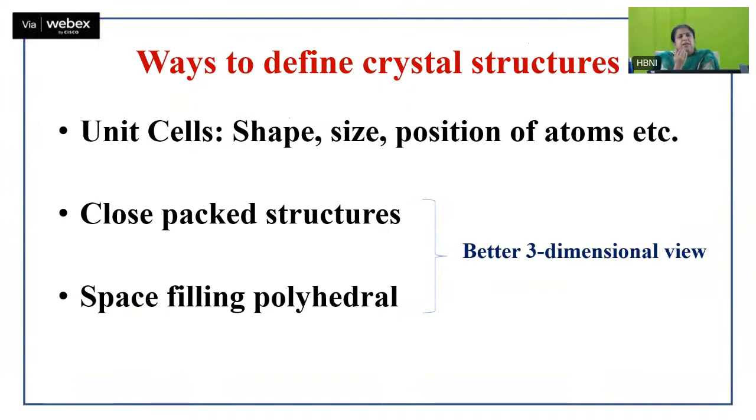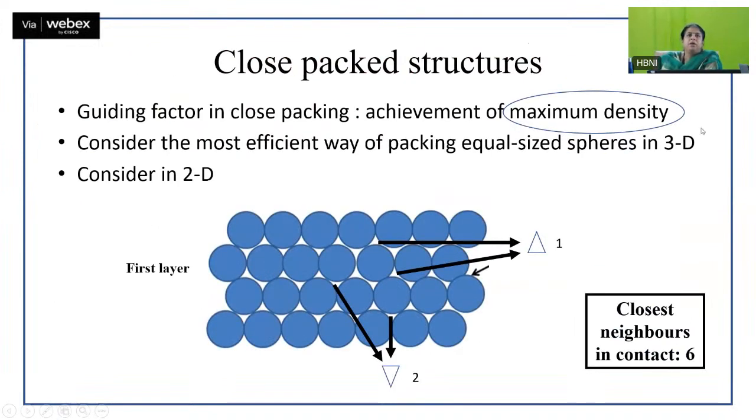The second and third are better in the sense that they give you a better three-dimensional view, because if you tell me, okay, this is a polyhedra, they are sharing edges, I will be able to view it in three dimensions. And that will give me a better visualization. But unit cell shape, size, and position is the more reported. When we study the literature, these are the kind of data that are reported, which pertain to the unit cells.